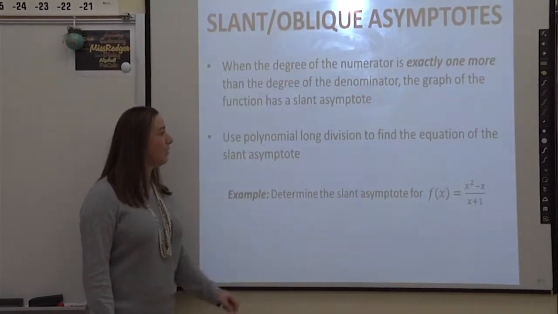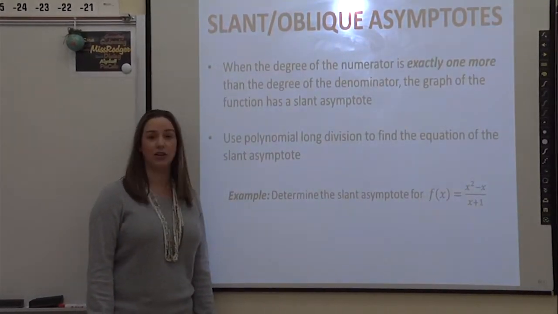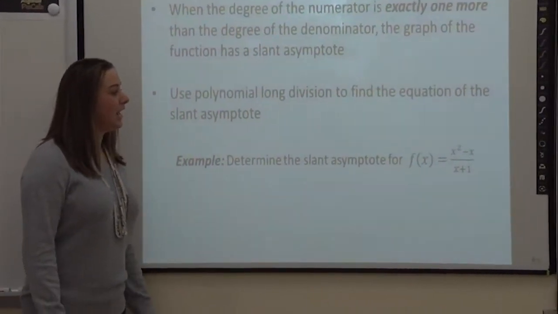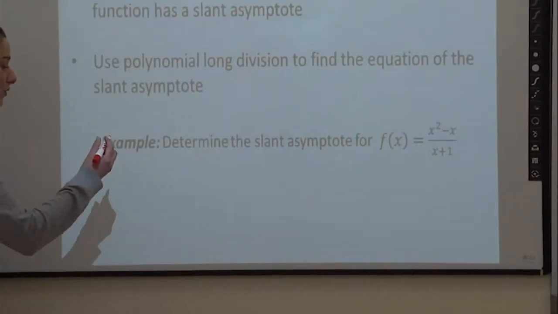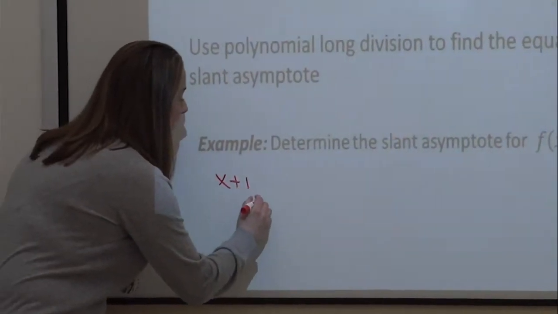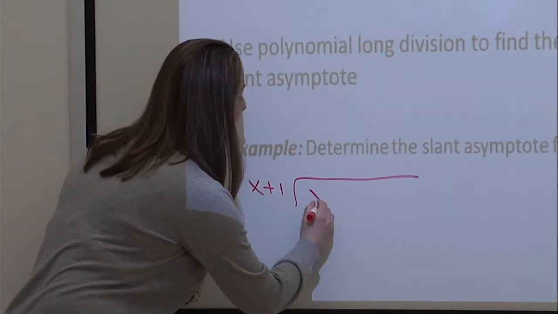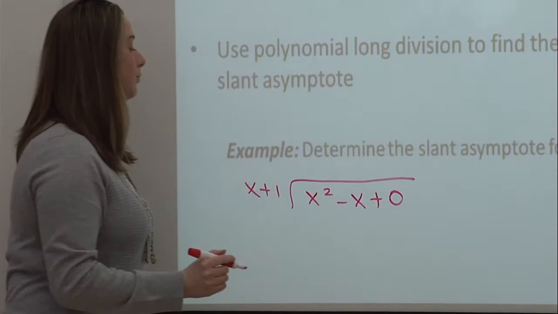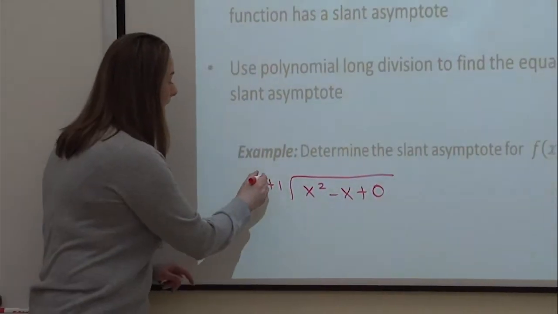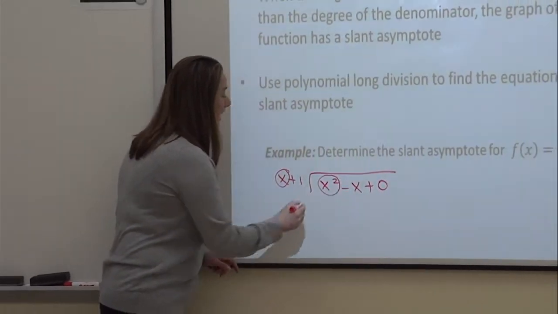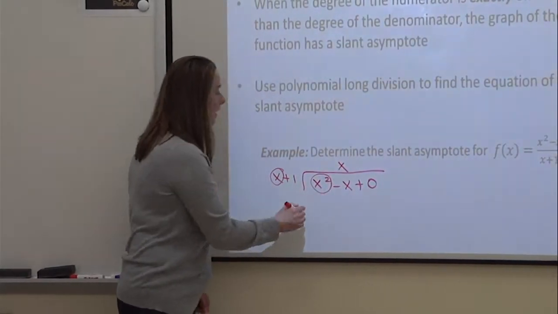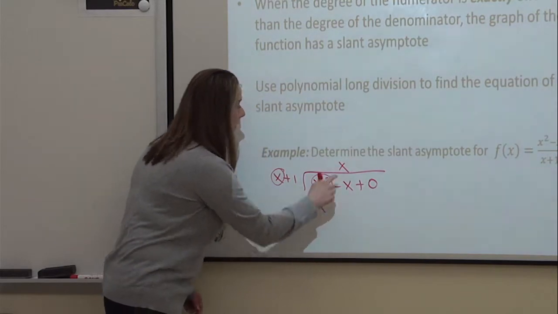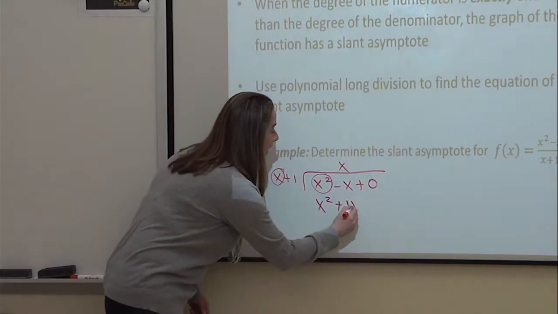So we're going to use polynomial long division to find the equation of the slant asymptote. So let's take a look at our example, and let's do polynomial long division. So if I set this up for myself, I'm going to think about x goes into x squared how many times? It goes in x times. And now I multiply it back. X times x is x squared. X times 1 is 1x.